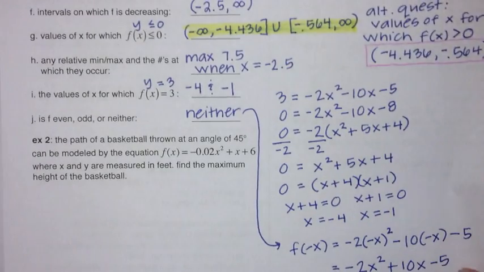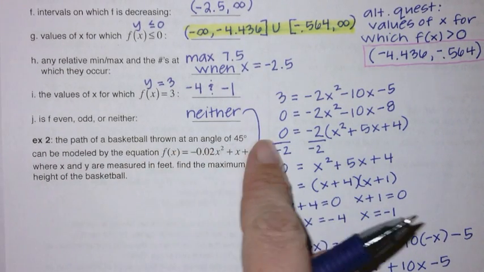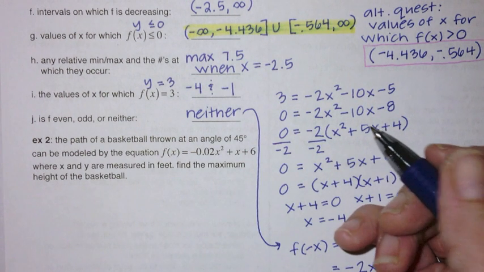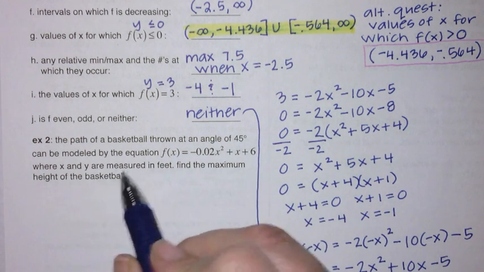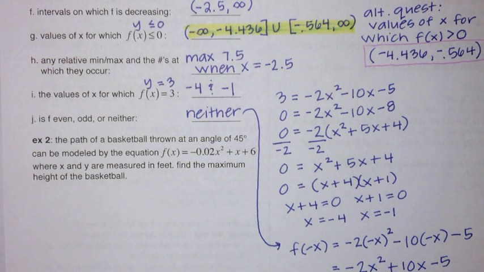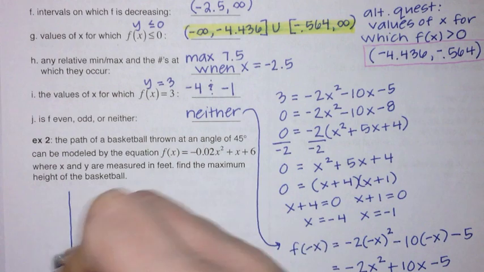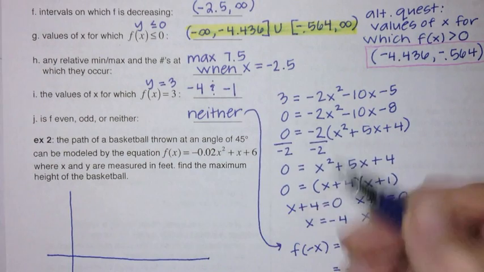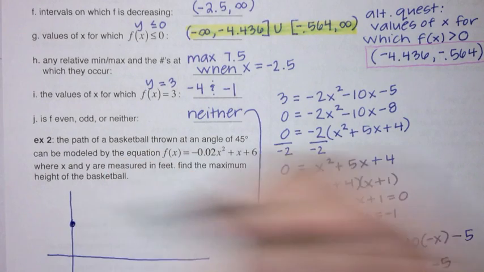Okay, example 2 says the path of a basketball thrown at an angle of 45 degrees can be modeled by this equation right here, where x and y are measured in feet. Find the maximum height of the basketball. When a basketball is thrown, it's getting thrown from a height of 6 feet because the person throwing it is probably pretty tall.